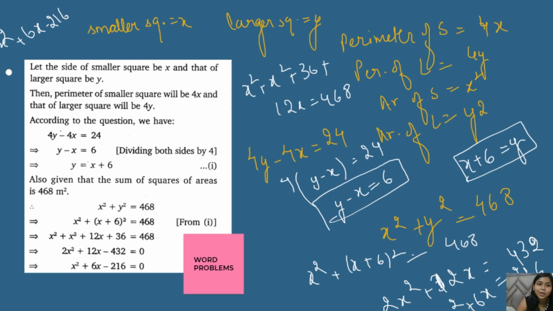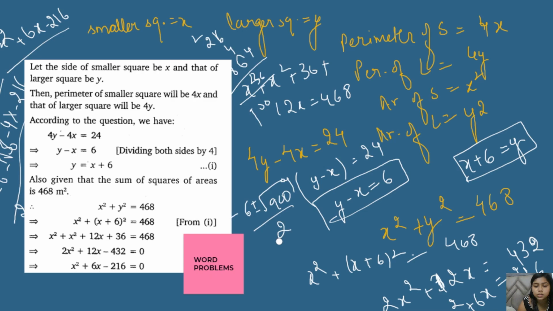So basically 4 multiplied by 216, what we'll be getting after multiplying them is 864, right? So 36 plus 864 is 900. So we are getting minus 6 plus minus root over 900 divided by 2. This is the perfect square. So something like this we will be getting.